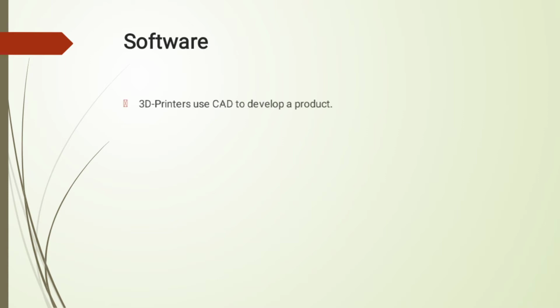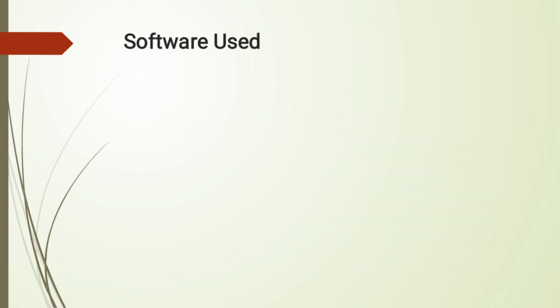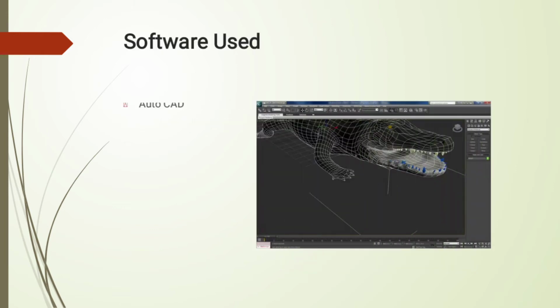Software. 3D printers use CAD to develop a product. Decodes two types of file, VRML and STL. Software used: AutoCAD, 3ds Max, Blender, SketchUp, etc.